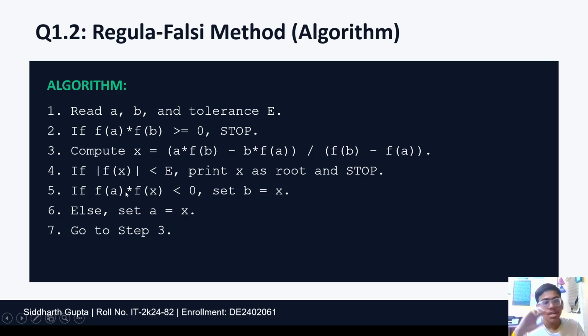We will continuously check f(a) into f(x). If f(a) into f(x) is negative, we will set b is equal to x. If it is positive, we will set a is equal to x. Then again we will go to step 3 and calculate x. Again we will check whether mod of f(x) is greater than e or less than e. And at the last iteration, when mod of f(x) becomes less than e, we will print x as the root and we will stop.